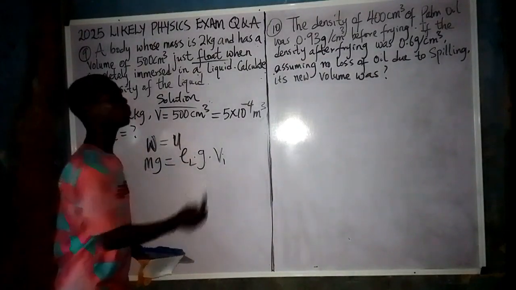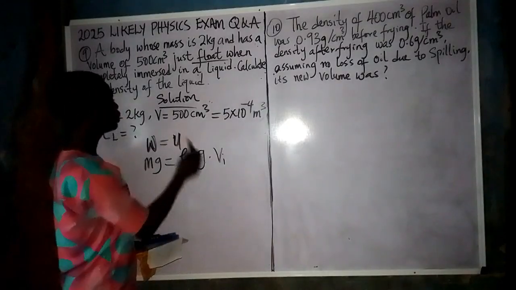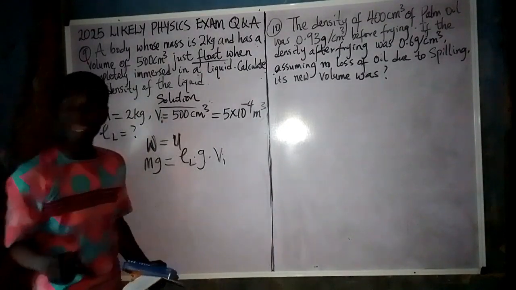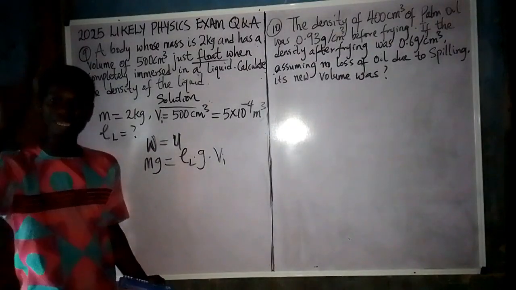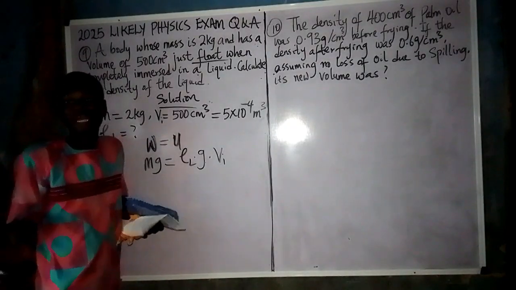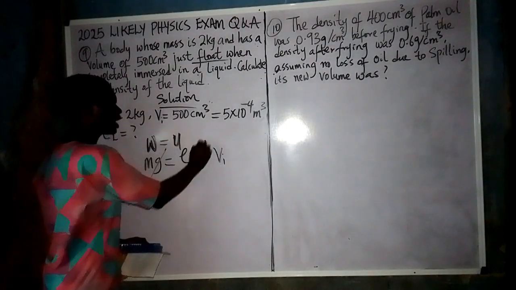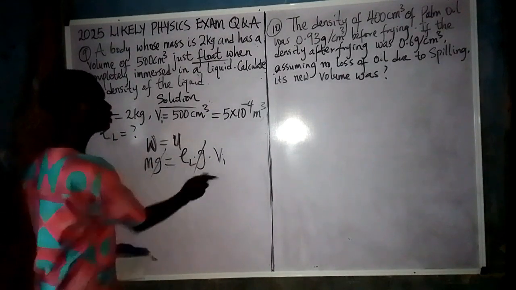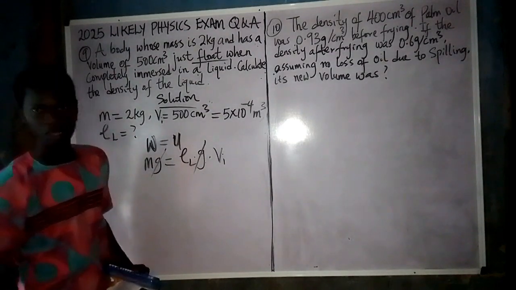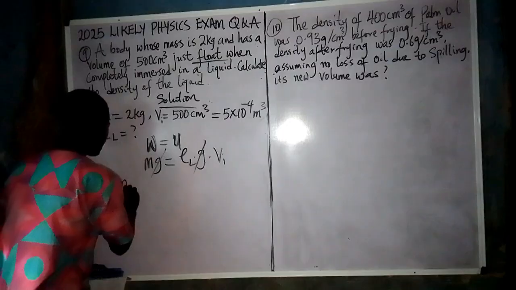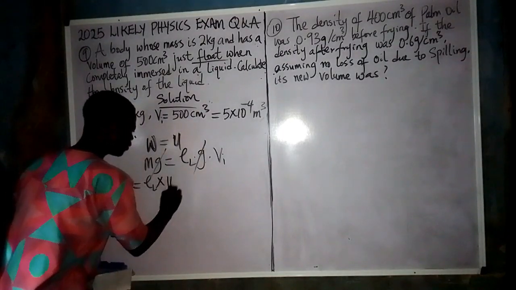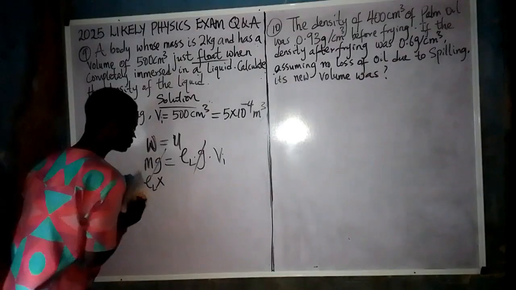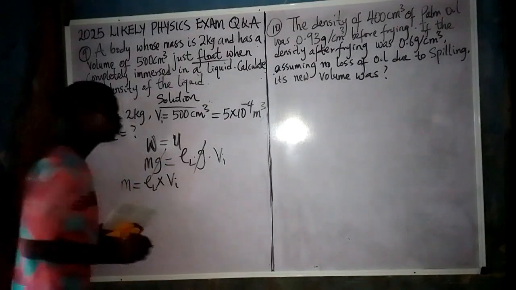Do we know what gravity is? Yes. Now do we know the volume of the body that was immersed? Yes. So can we solve this question with this expression? Yes. Now I can choose to further simplify by saying G cancels G, because G appears on both sides of the equation. What will I now have? M would be equal to PL times what? VI, volume of body immersed.